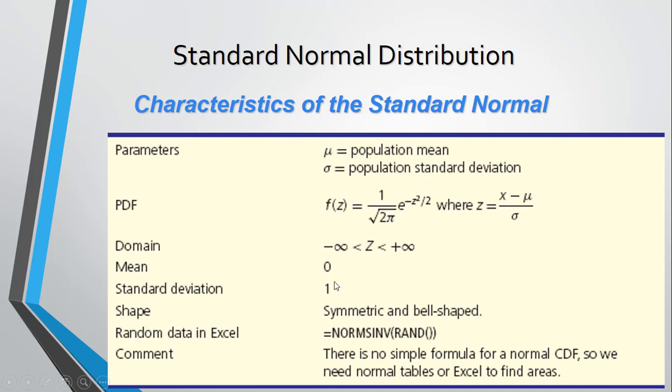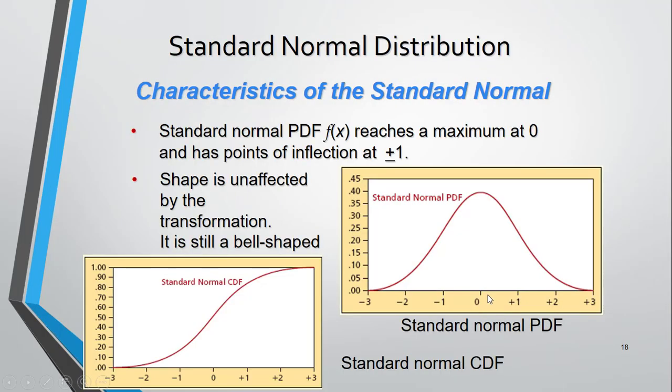Mean of 0, standard deviation 1, domain still from minus infinity to plus infinity, right? And that's the PDF of z. This is how z is defined. It's a symmetric bell-shaped curve that we see the most often. The standard normal PDF reaches a maximum at 0 and has a point of inflection at 1.